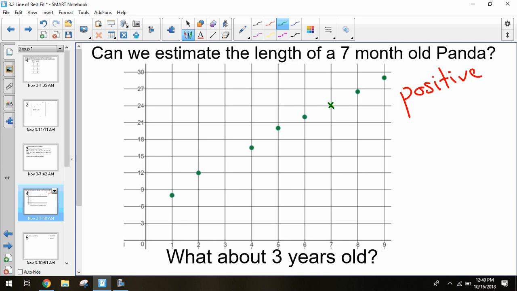So we can kind of estimate 7 off of the graph, but once we get off that graph, our scatter plot, we can't really estimate anything past that. Luckily, in math, we can use a thing called a line of best fit. So your line of best fit can be used to help you estimate or predict future events based off the data that you have.